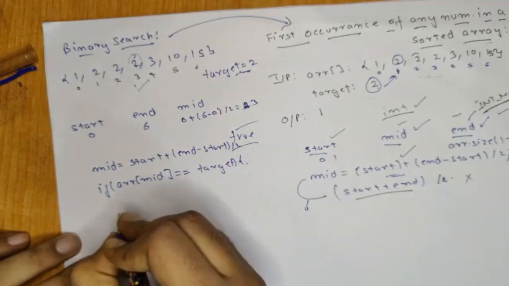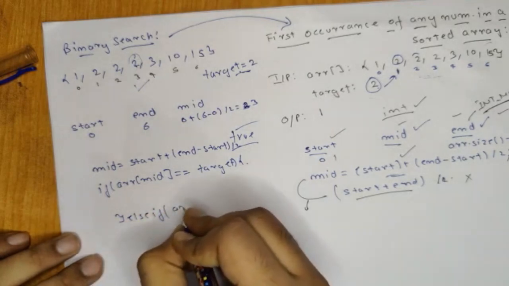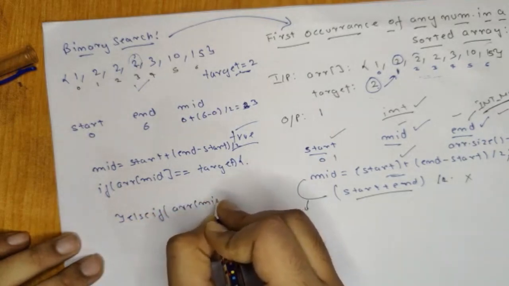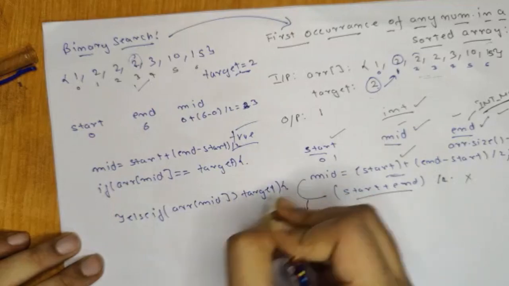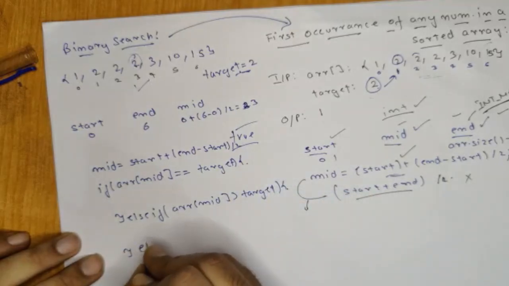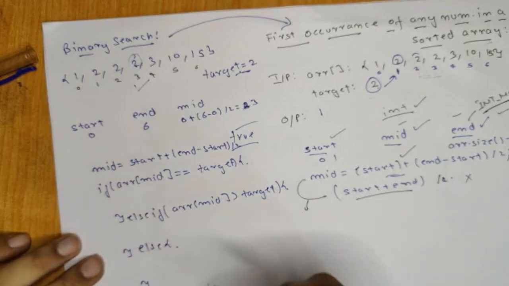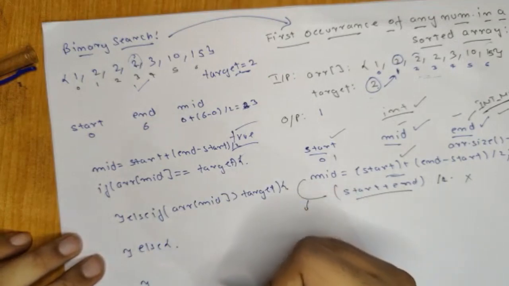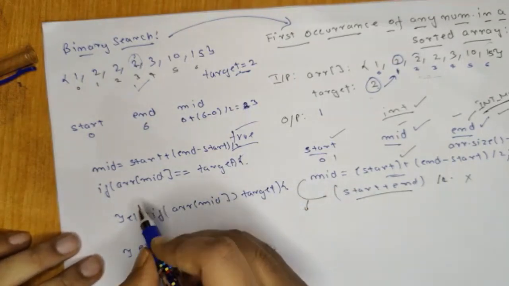We have three conditions: either ARR of mid is equal to target, or ARR of mid is greater than target, or else ARR of mid is less than target. Either it will be equal, greater, or less than. No fourth condition is available. So this is binary search.